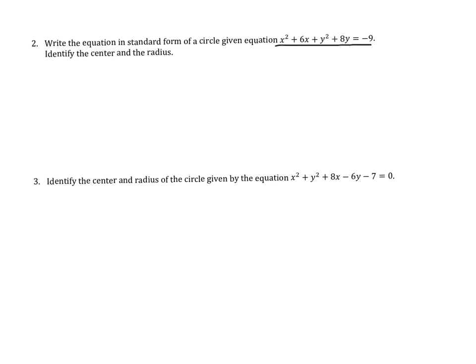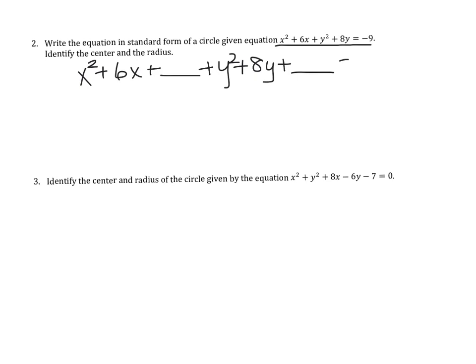So once again, you group the x terms together, you group the y terms together, and using the addition or subtraction property of equality, you move any constants to the other side of the equal sign. So they already have that for us, so we can just simply write x squared plus 6x. And then I'm going to add something in order to complete that square, plus y squared plus 8y, and then I'm going to add something to complete that square.